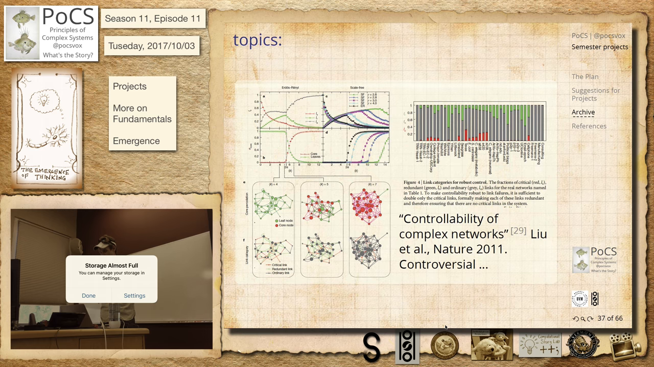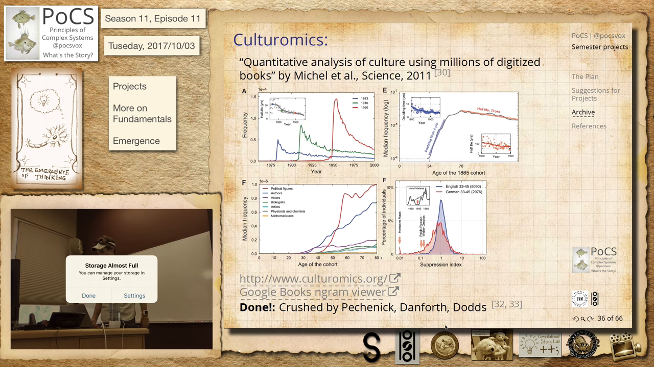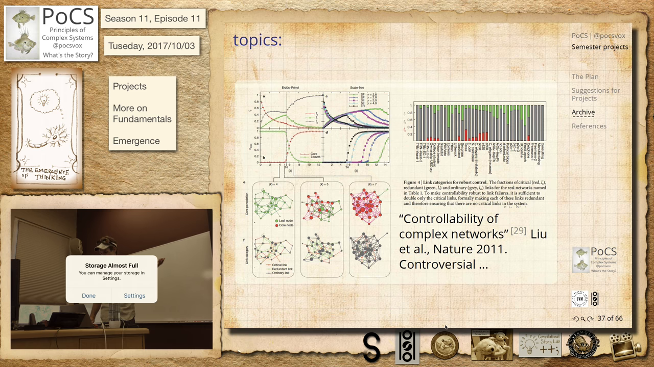It's a difficult data set. It's a beautiful data set. It should be great, but it's great. It's full of science, actually, so you'd be very careful with that one. Controllability of complex networks, another controversial work. Phyllotaxis, some of you might like that. It's a beautiful thing.